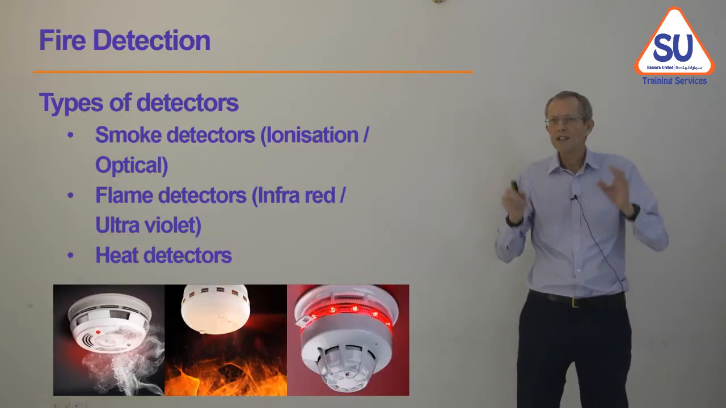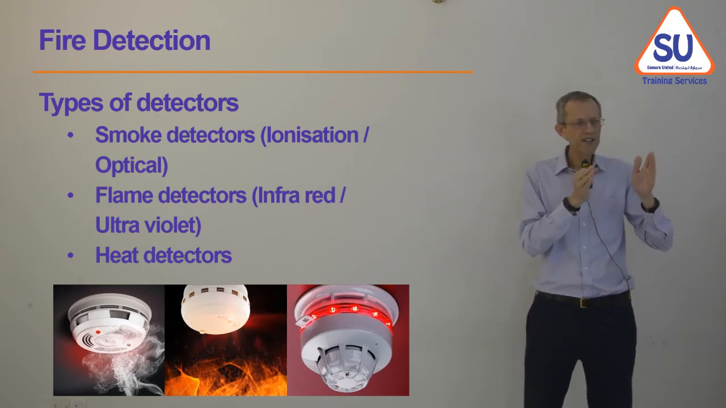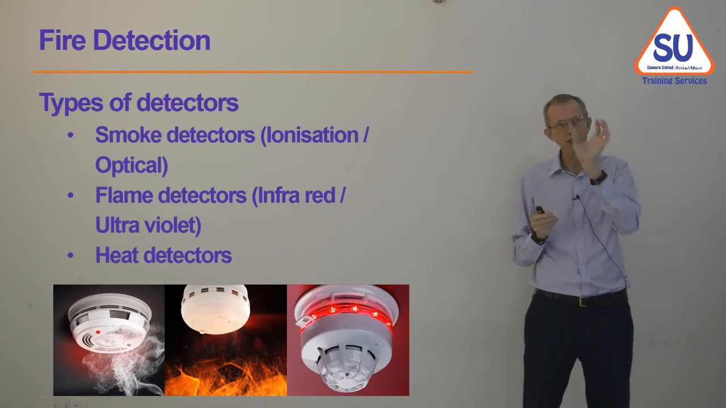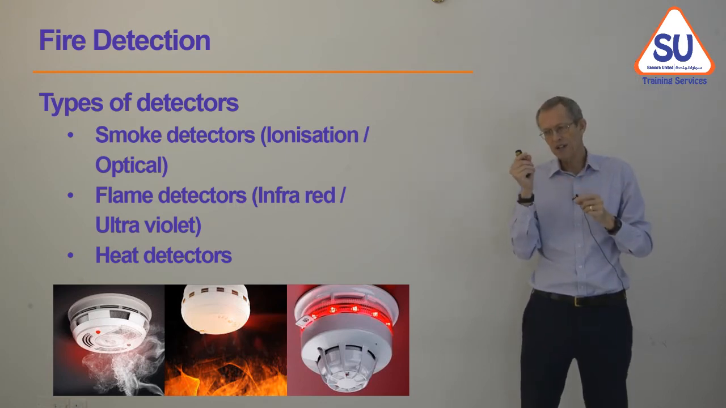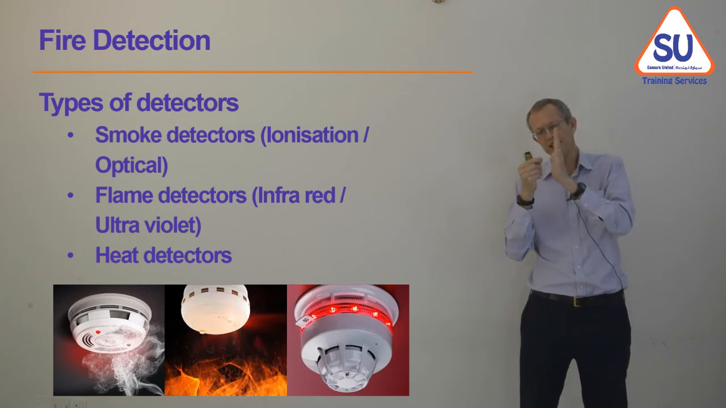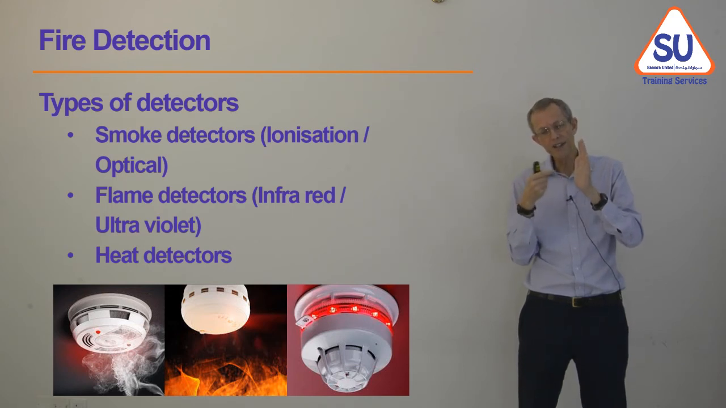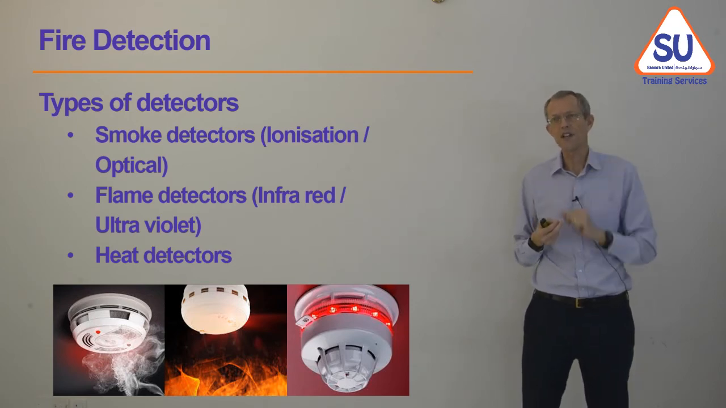Fire detection. So we have different types of detectors: smoke detectors, flame detectors, and heat detectors. Smoke detectors we split into 2. They can either detect the smoke with ionizing or with optical means. So ionizing is the most common. You see a little smoke detector on the ceiling. There's a source of ionizing radiation and a small detector. And if the detector detects a constant stream of ionizing radiation, it does nothing. But if some smoke gets in the way, then the ionizing radiation can't get through. The detector detects there's less radiation, so it sounds the alarm.